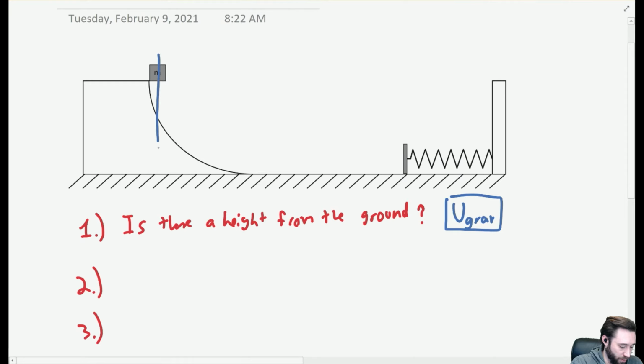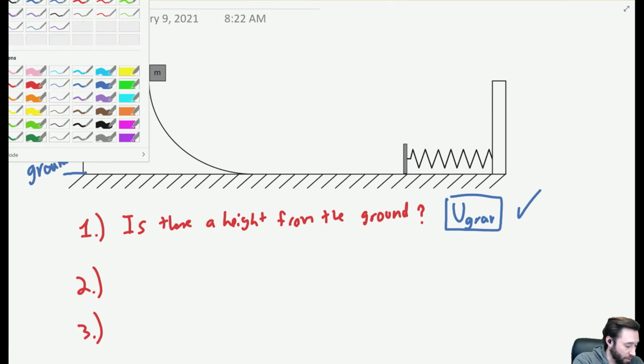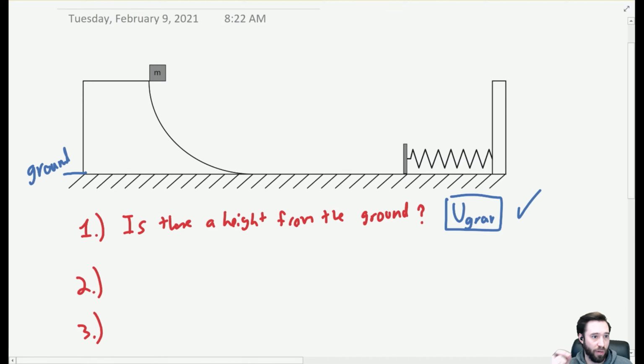So is there a height from the ground at state 1? Remember, state 1, we're just focused right here. This line right here is the ground, and obviously there is a distance from the center of mass down to the ground. So since there is a height, gravitational potential is present. Now at state 1, this is the instant right before I release the box, or right after I release it, so it hasn't had any time to change its position over time. That means there's no velocity.